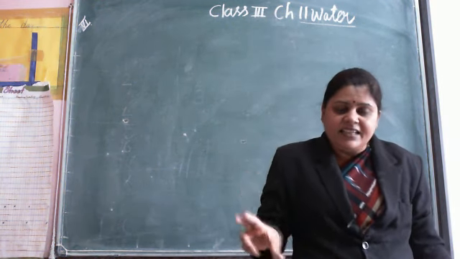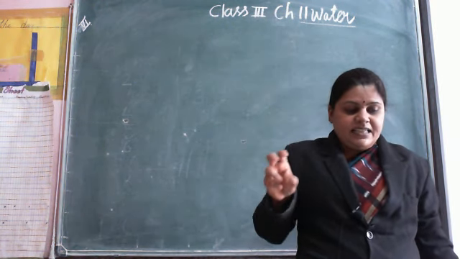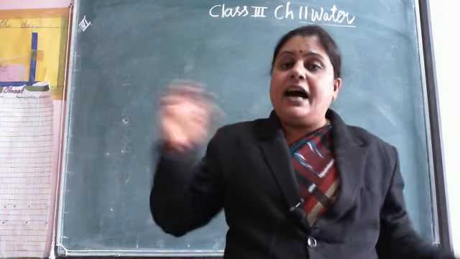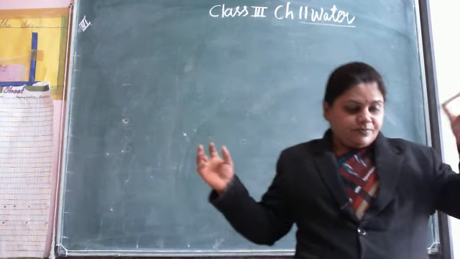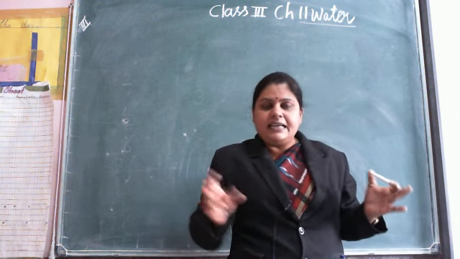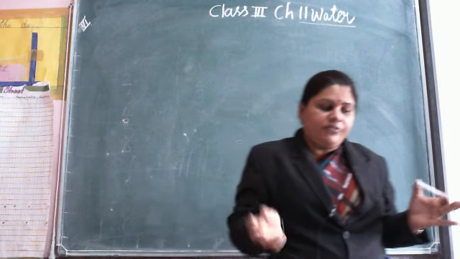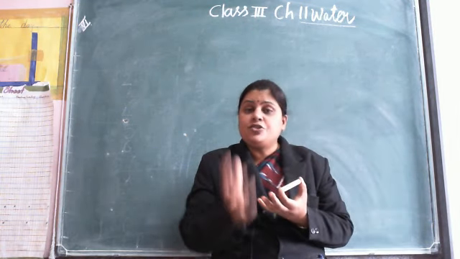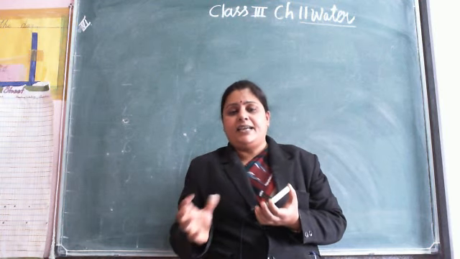So this continuous circulation of the water between the earth and the atmosphere is actually called the water cycle.